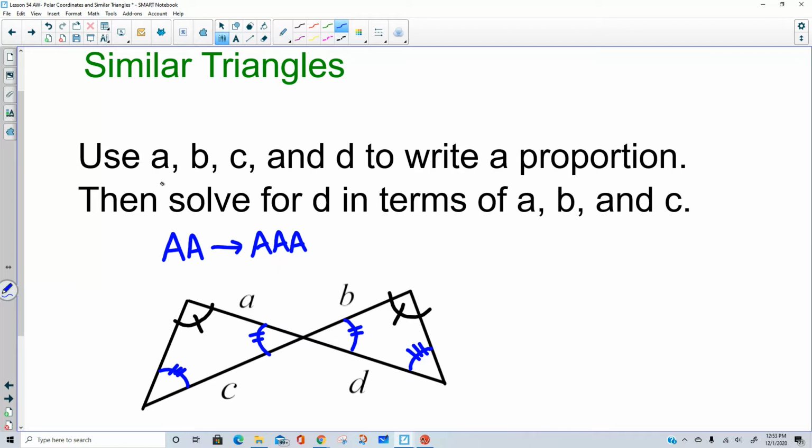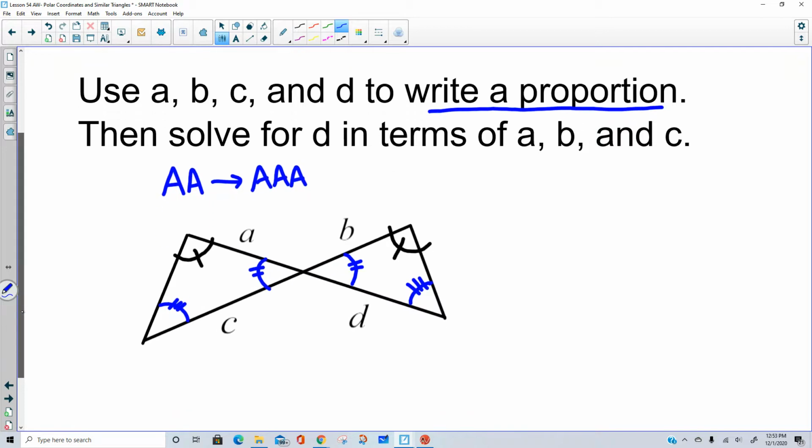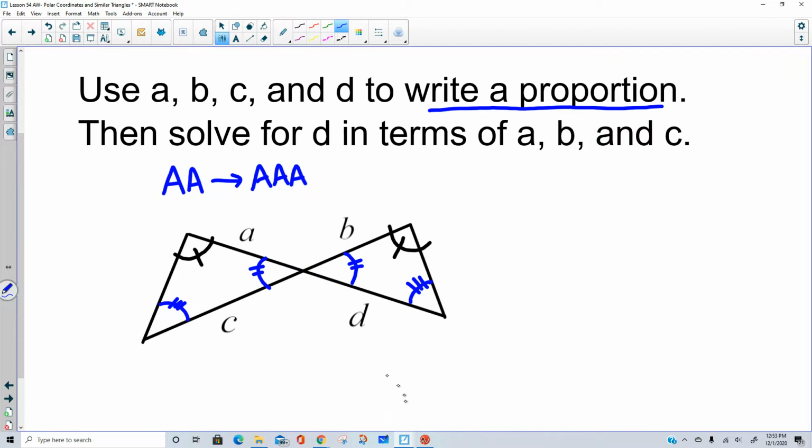So let's read the text. It says, use A, B, C, and D to write a proportion. So here's the deal on these. No numbers. You're not really solving for anything. This is more just an abstract problem. Use those letters to write a proportion. Well, great. You know how to do that.